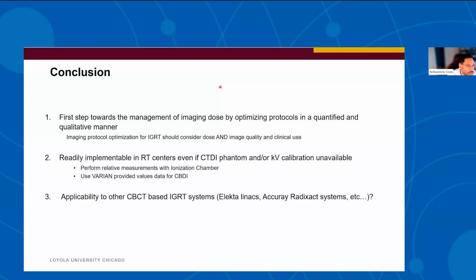That method is readily implementable in RT centers, even if CTDI phantom measurement or calibration of the pharma chamber are unavailable. You can just perform relative measurement with the ion chamber, or you can use the vendor provided value data for CBCT. We don't have any data on the applicability of that method to other community-based IGRT systems. So if you have time, if you have an Elekta linac, RadixAct system or other, it would be nice if you could do a similar study and publish the result or reach out.